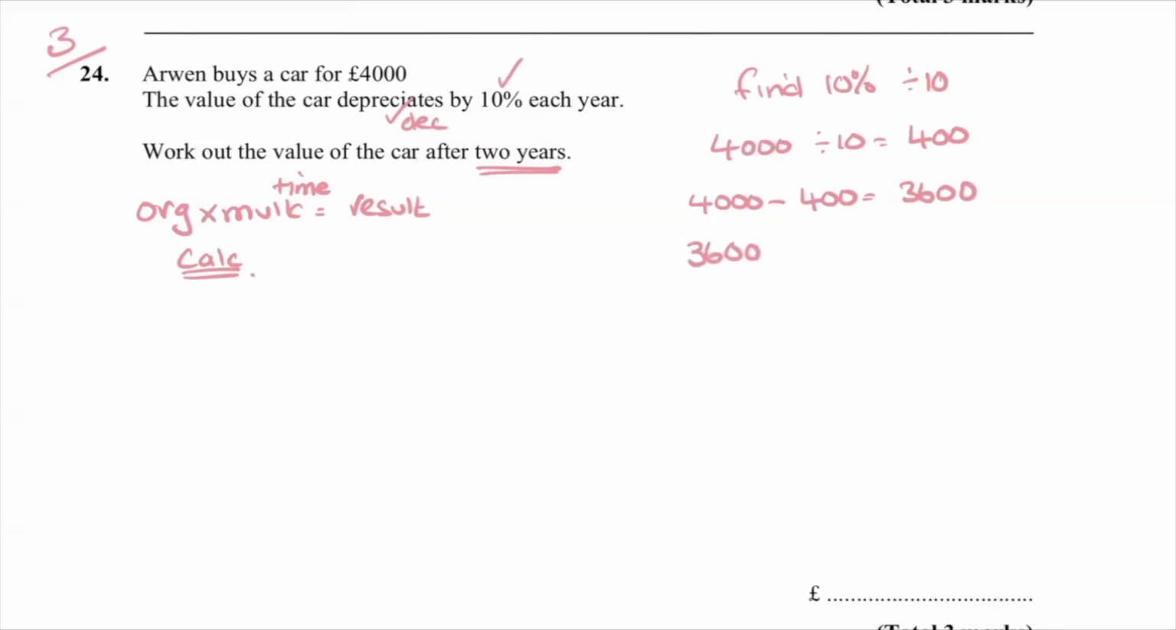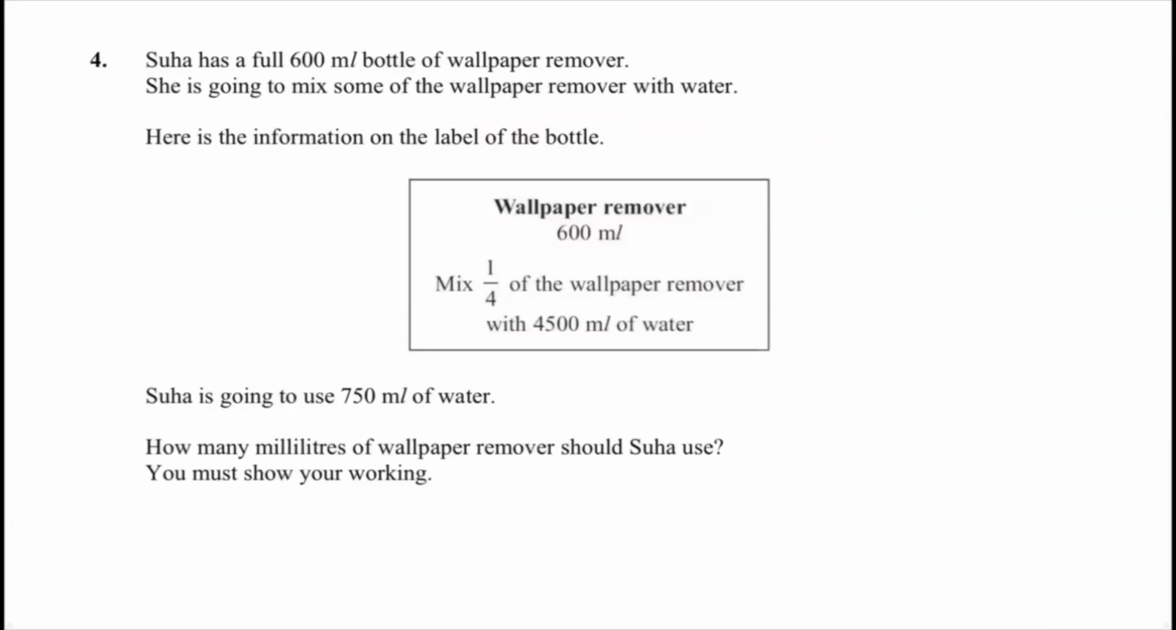In the second year, it's going to be 10% of that. So dividing that through by 10, we've got 360, and that's what we're going to take off. So we'll just reduce that, carry that across, gives us 4, 2, and 3. So our final answer is 3,240.